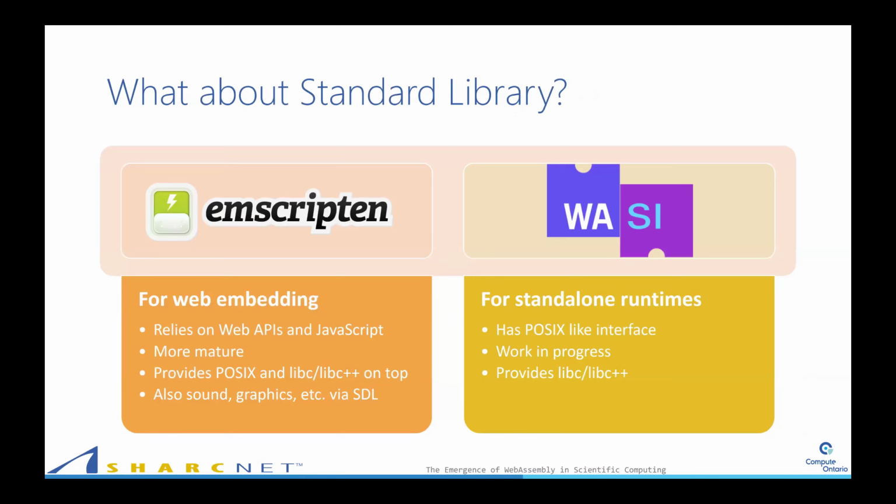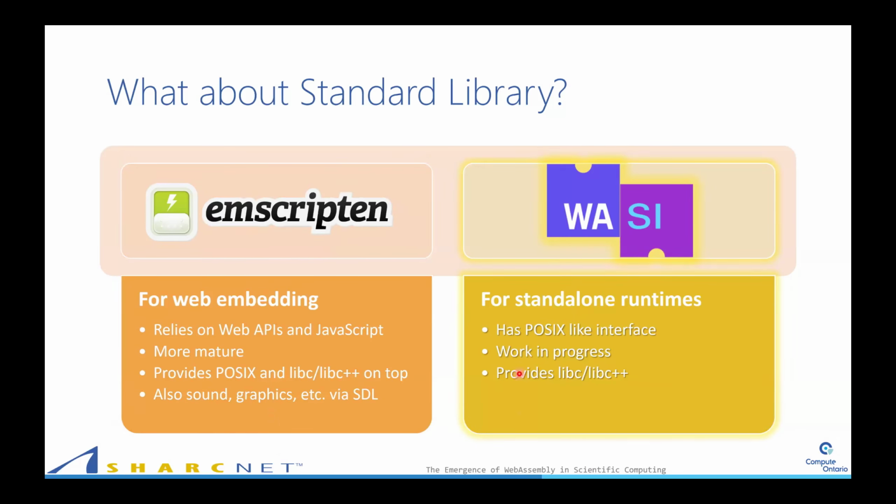But a binary code format and a virtual machine is not enough for developing a functional program. By default, Wasm can't do anything. You need something like a standard library. There are two common options here. For web embedding, you can go with Emscripten, which relies on web APIs and JavaScript, is more mature, and provides POSIX and libc and libc++ on top of it. It can also provide sound, graphics, mouse, and keyboard handling using the SDL library.